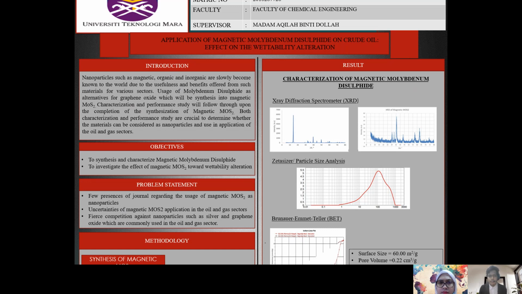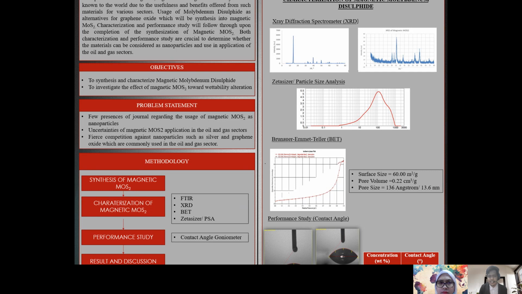Next characterization will be the Zetasizer. This is actually one of the most crucial characterizations to determine that magnetic MoS2 is considered as nanoparticles. So what is particle size analysis? As its name mentions, it is to determine or measure the particle size of my samples.